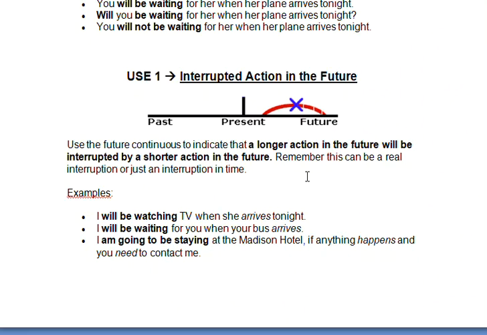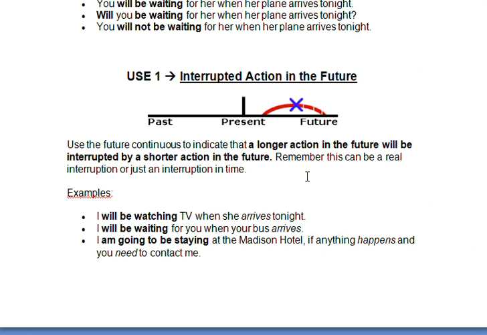Here, I can take this sentence as the both examples I gave you before. Puedo tomar esta oración como los dos ejemplos que les di anteriormente. Si yo digo, I will be watching TV when she arrives tonight, yo estaré viendo televisión cuando ella llegue esta noche, esta puede ser una interrupción real.